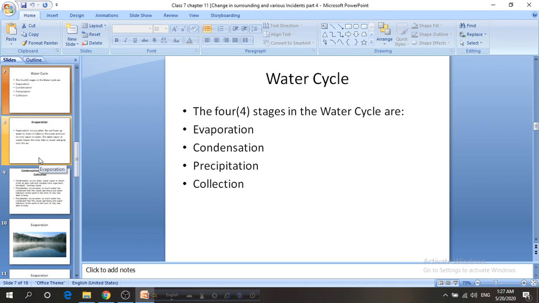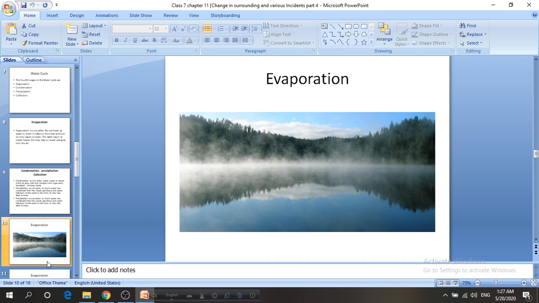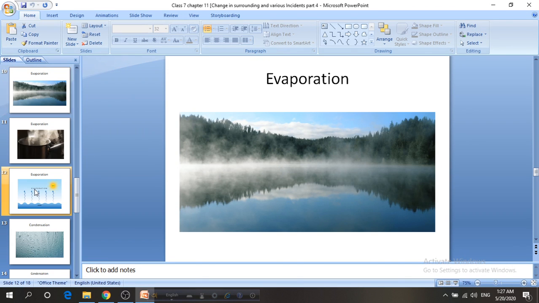So what happens in evaporation? When the sun heats up water in rivers or lakes or the ocean and turns it into vapor or steam, the water vapor or steam leaves the river, lake or ocean and goes into the air. Look at the picture of evaporation.